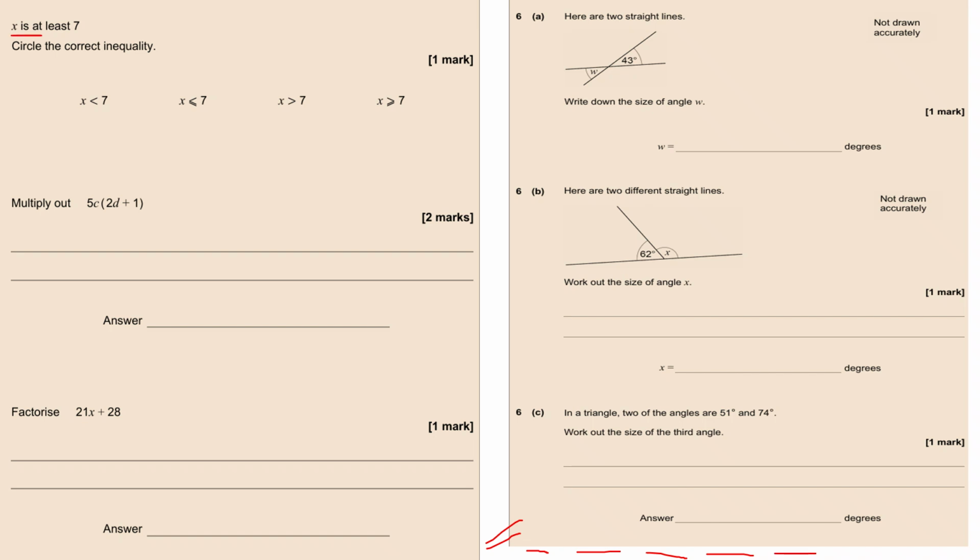So we are told that x is at least 7, a inequality question. If x is at least 7, that will be greater than or equal to 7, because at least means the minimum. It doesn't mean x is less than or equal to 7. At least is one of those words that's quite funny. So at least means the bare minimum. So x is at least 7, so the starting point would actually be 7. So I'm going to circle that as my answer.